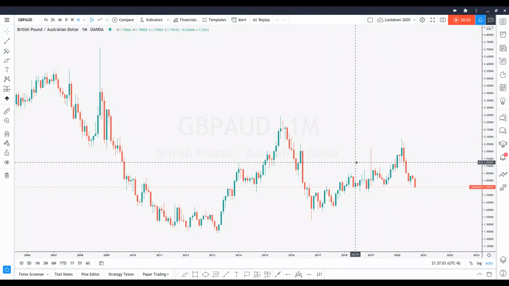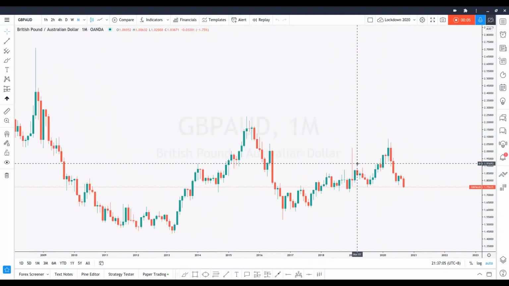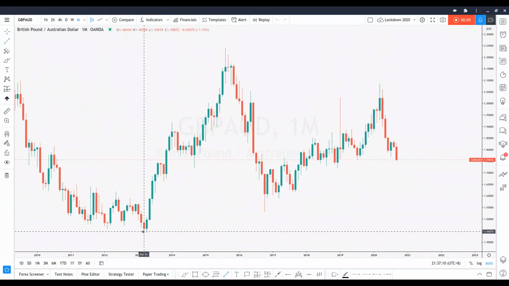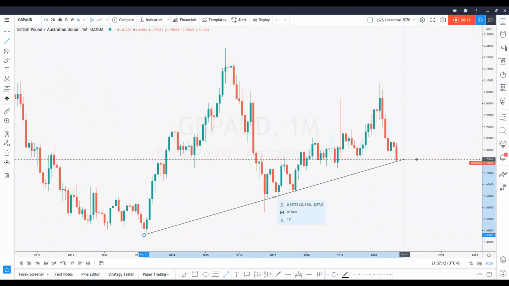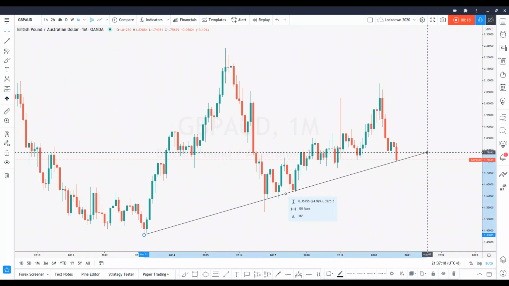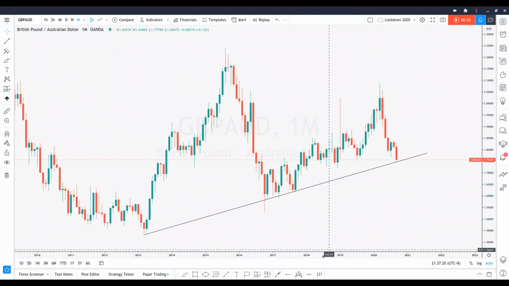Hey traders, let's have a quick look at GBP AUD from a monthly perspective. So from a monthly time frame analysis, multi-time frame analysis, let's have a look at what this pair is doing right now. Now what we can see clearly is that the market has now reached a very strong area of previous support on this trend line.